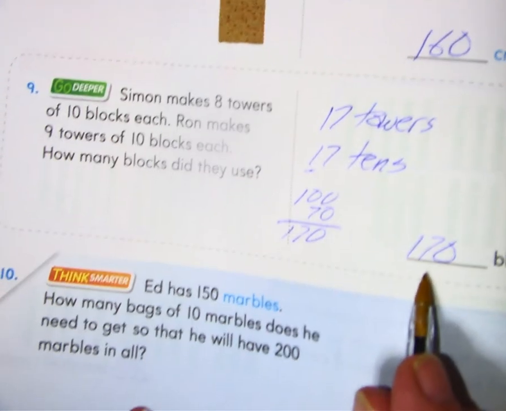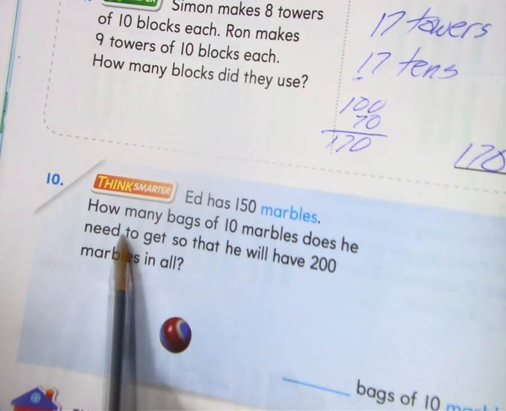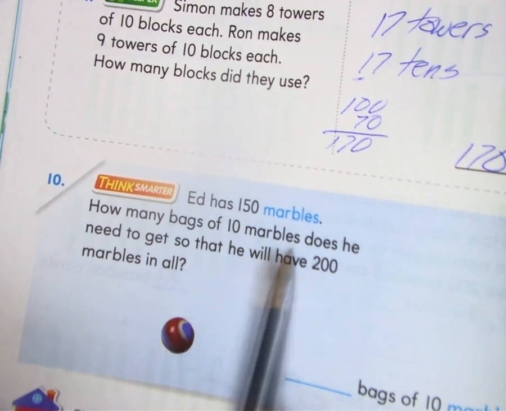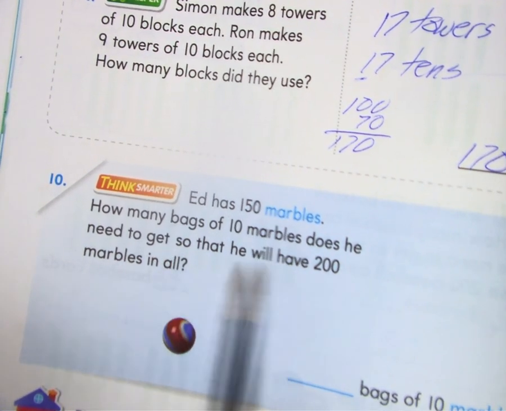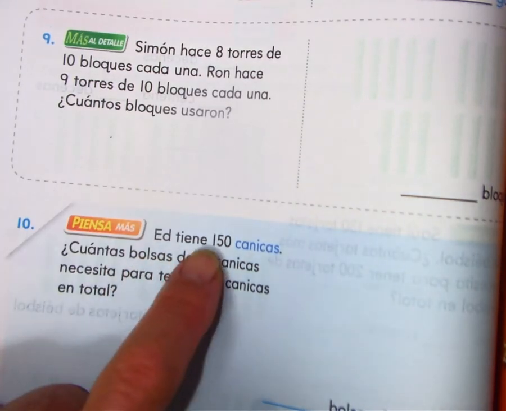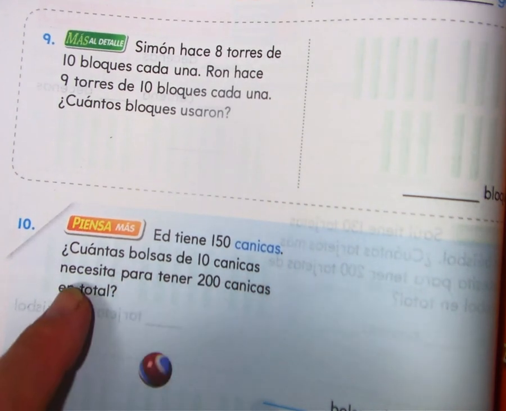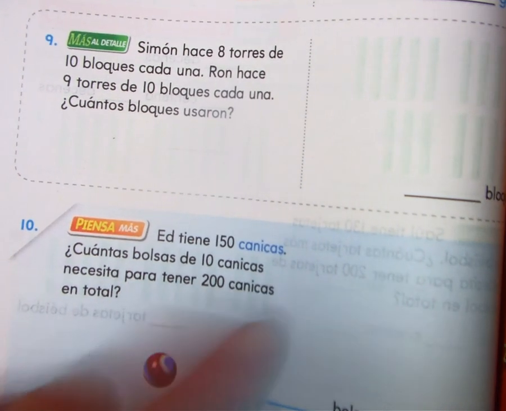Right? Last one. Ed has 150 marbles. How many bags of 10 marbles does he need to get so that he will have 200 marbles in all? Ok, escuchando. Ed tiene 150 canicas. ¿Cuántas bolsas de 10 canicas necesita para tener 200 canicas en total?